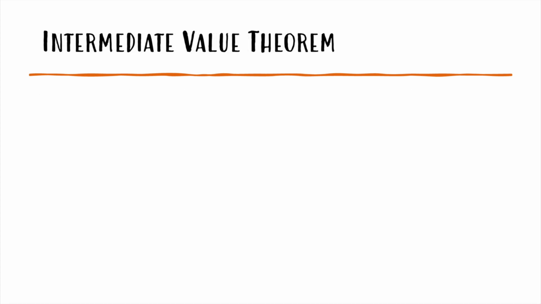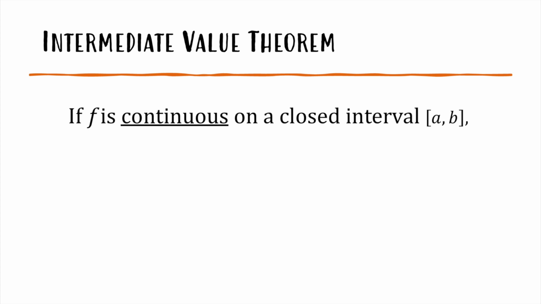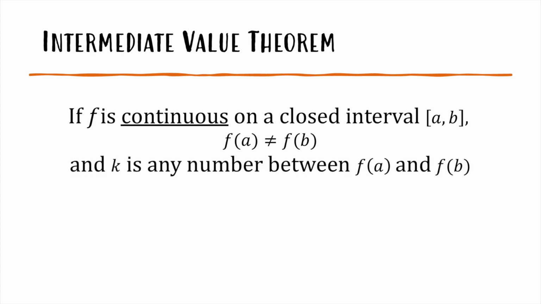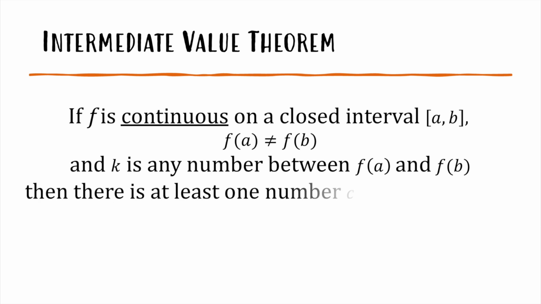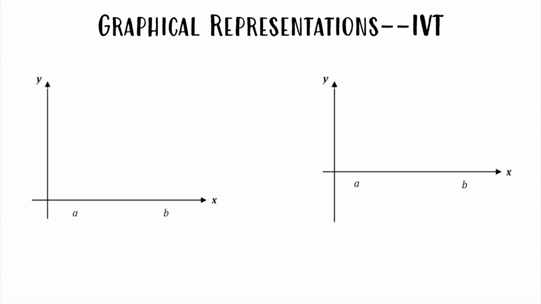The intermediate value theorem is a big deal. It says if f is continuous on a closed interval ab, and f of a does not equal f of b, meaning wherever it starts, it doesn't end up there, and k is any number between f of a and f of b, then there is at least one number c in ab such that f of c equals k. Oh my gosh, that is so many words. So let me show you graphically what all that just said.